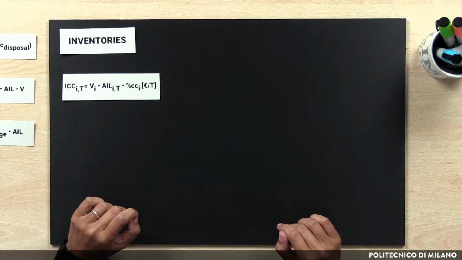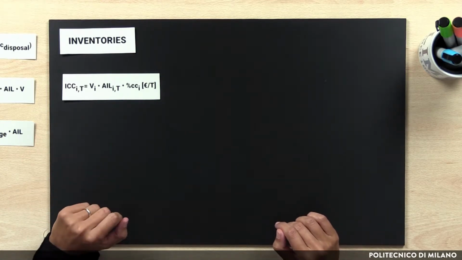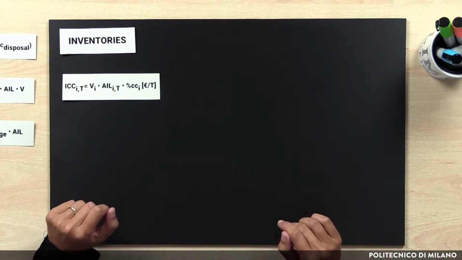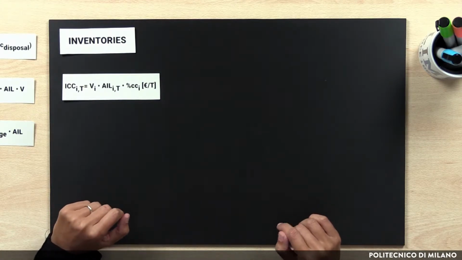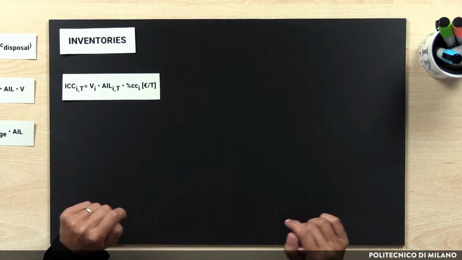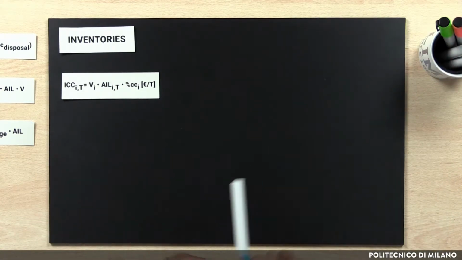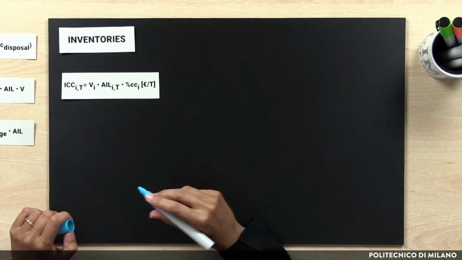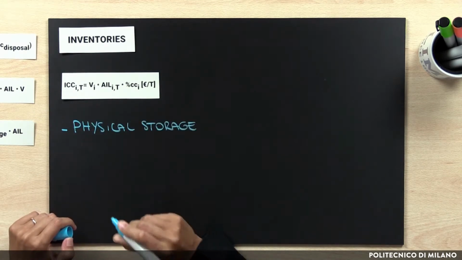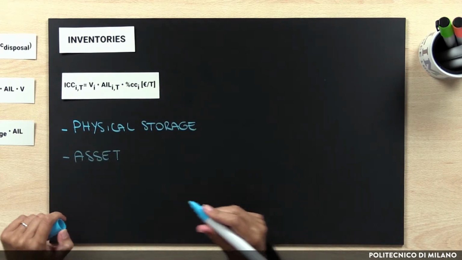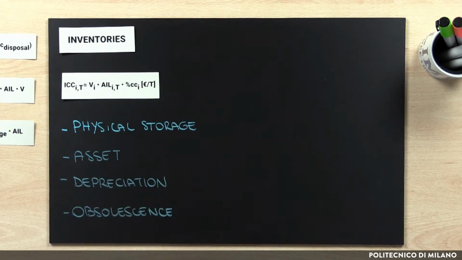The inventory carrying costs of the item I and for the period T, also referred to as inventory holding costs, depend on the average value of the inventories, that is, the unitary value of item I multiplied by the average inventory level of item I in period T, and on the inventory carrying costs as a percentage of the item value. More specifically, the inventory carrying costs include the physical storage costs, the assets costs, depreciation, and obsolescence. Let's analyze them one by one.